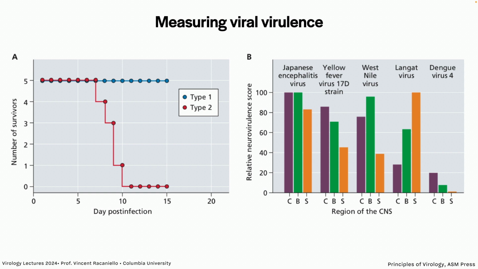It does not cause disease of nervous tissue, because that's what we're looking at here. We're looking at sections and asking for differences in the cells caused by virus infection. So that's just 2 ways that you can measure viral virulence. There are many, many other ways.